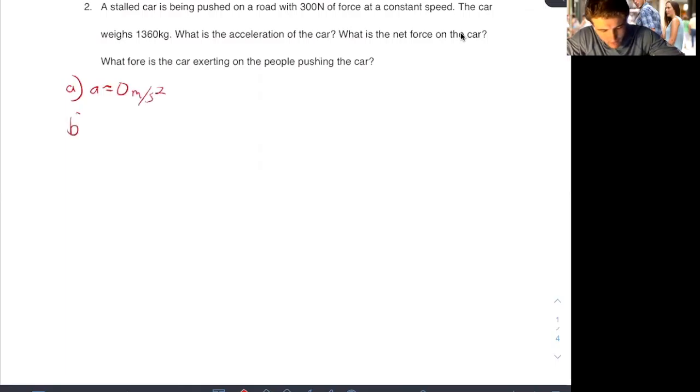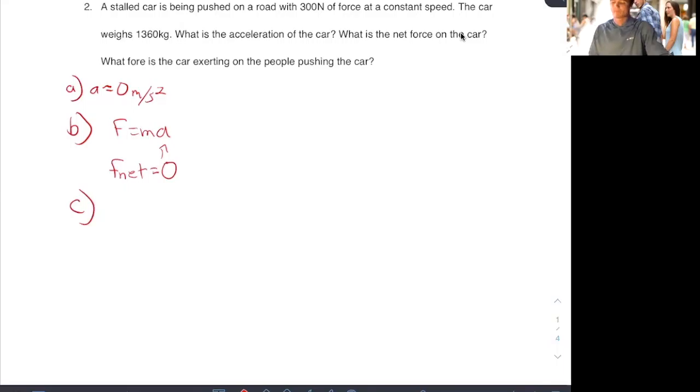Okay, so B. What is our net force on the car? If the car's acceleration is 0 meters per second squared, what does the net force have to be? Remember the equation, F equals ma. If the car's acceleration is 0, the net force is going to be 0 because 0 times anything is 0. So the net force, F net, equals 0.